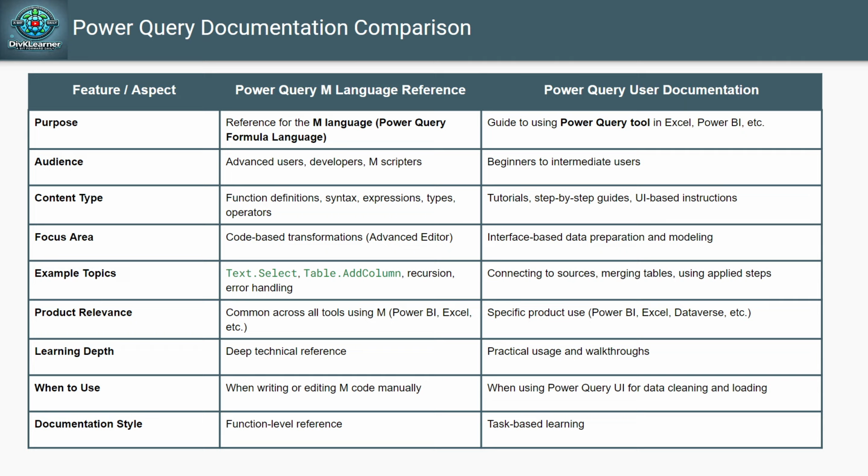The difference is that the Power Query user documentation is the user guide for using the Power Query tools. The other one is M language, where you can go into the advanced version. The audience, because Power Query is simpler, is beginners to intermediate users, whereas the audience for the Power Query M language is advanced users, developers and M scripters. The content type you will find in the Power Query user documentation is a tutorial, a step-by-step guide for UI-based instructions. Whereas for the M language, you're talking about functions, syntax, expression types, and operators.